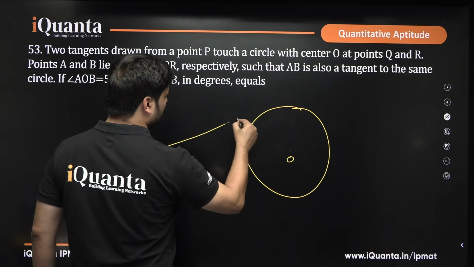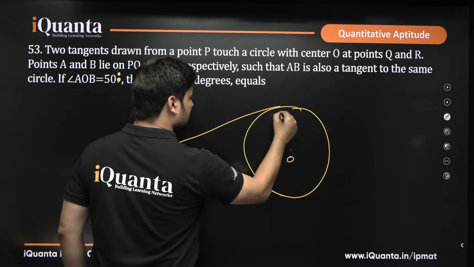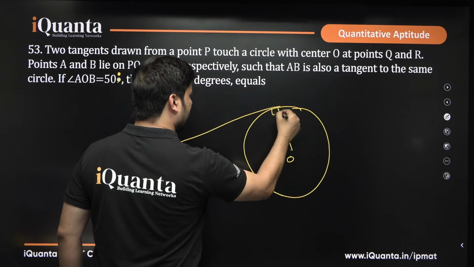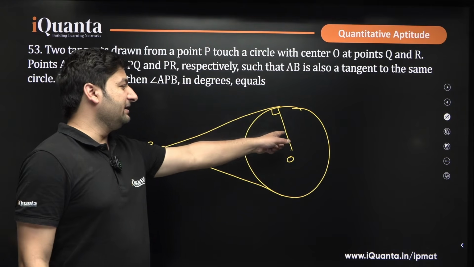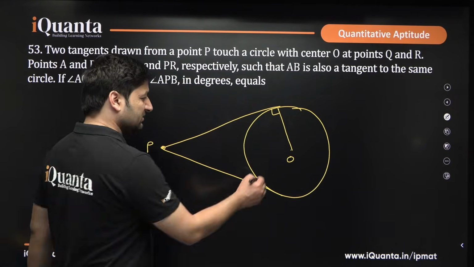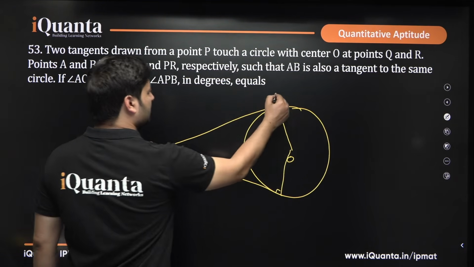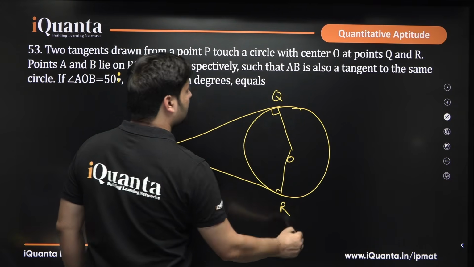So if you have to draw a tangent, it looks something like this. This is 90 degrees. You know that the radius and the point of contact of a tangent are at 90 degrees. So this will also be 90 degrees. This is Q and this is R.